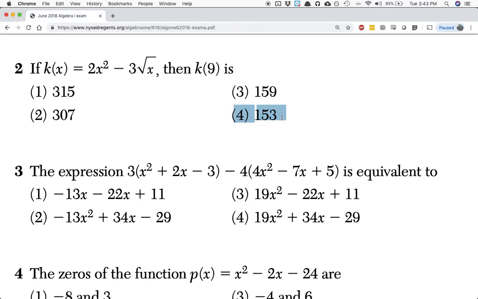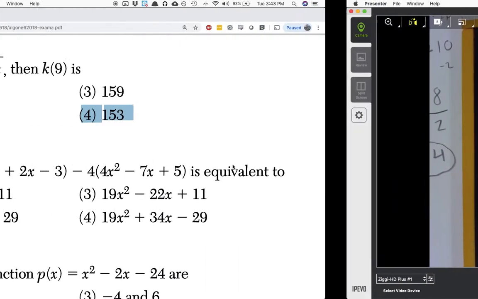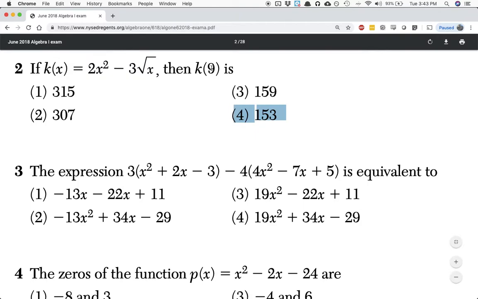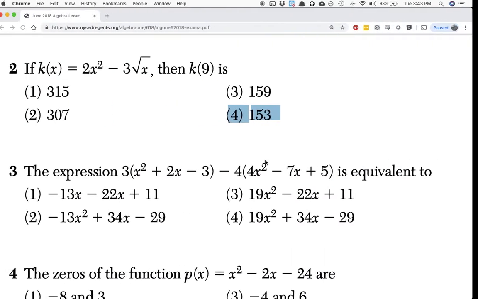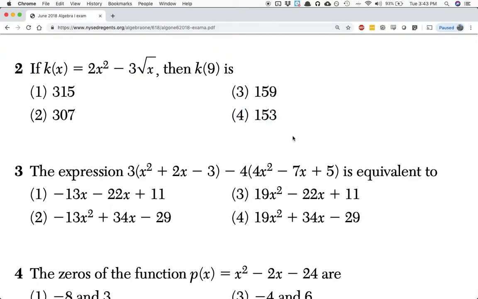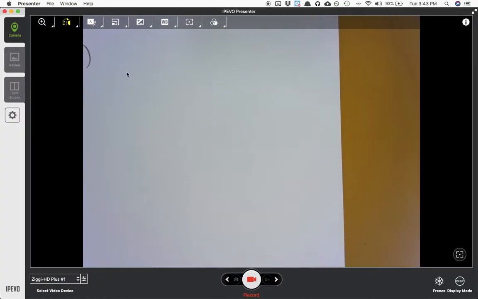So the calculator, you graph it, you check the table. They're asking k of 9, the input's 9. My output is input of 9, output of 153. That's it. If you want to do this the old-fashioned way, and we'll do it the old-fashioned way just in case you really want to see it, you're going to start by copying the function down, 2x squared minus 3 root x.